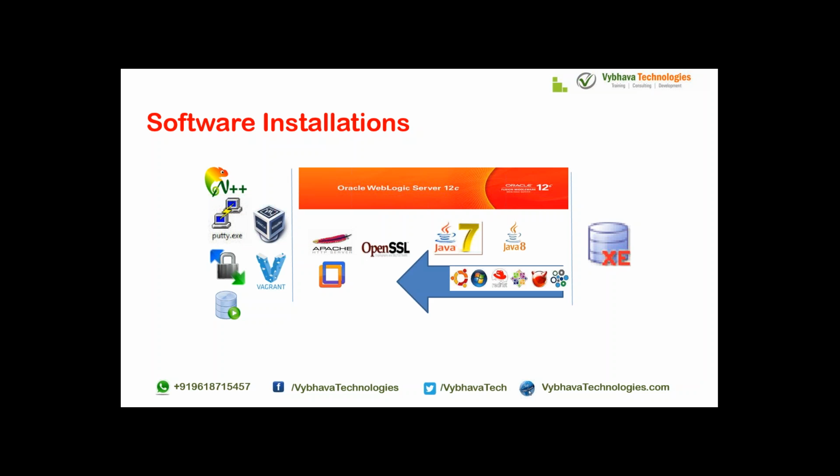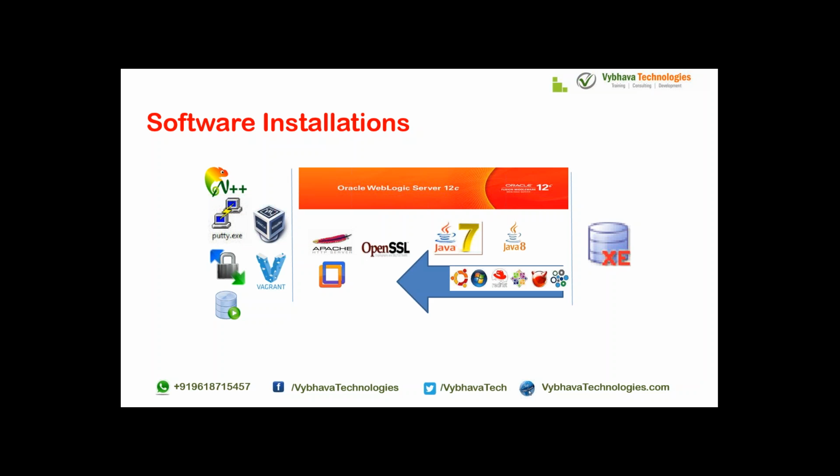So if you go for 12C, I always prefer the latest version, 7 point any latest version, or 8 point any latest version. The current Java version is 9. Okay, so these are the basic software requirements.